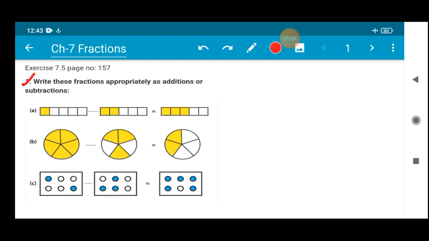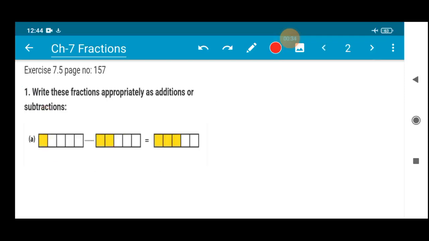So in today's session, we will be doing exercise 7.5 question number 1, which is on page number 157 of your maths NCERT book. Question number 1 states: write these fractions appropriately as addition or subtraction. The question is clearly indicating whether you are getting this value after addition or by subtracting, or by what method you have to calculate it.